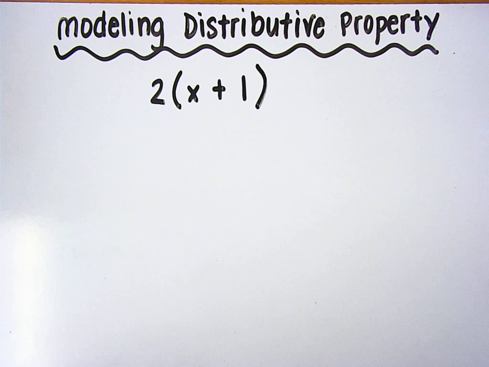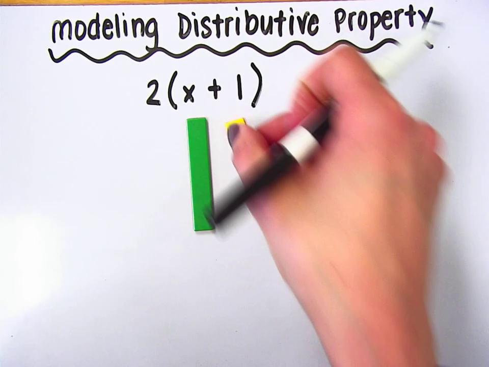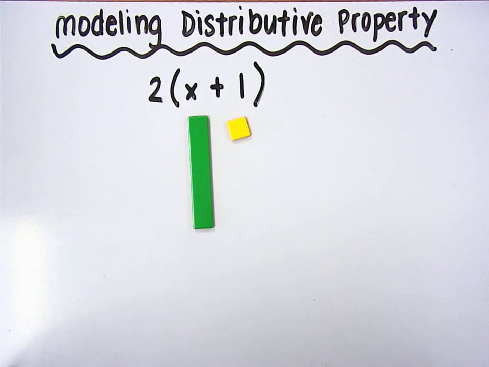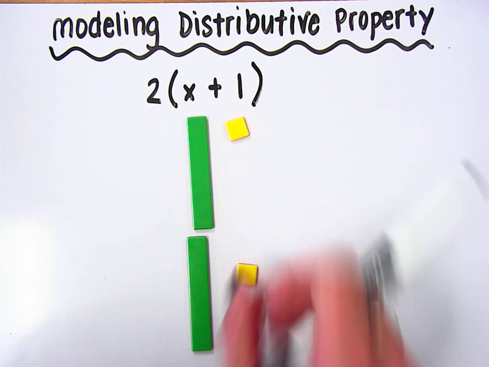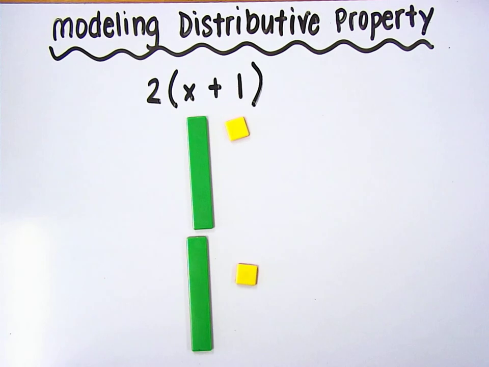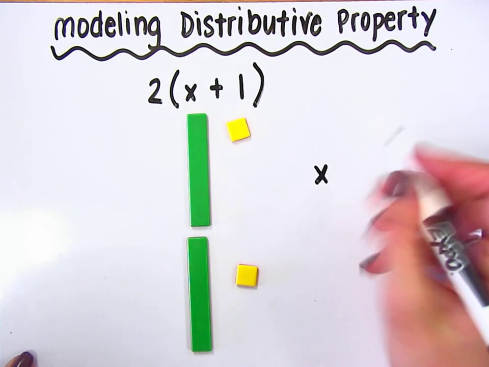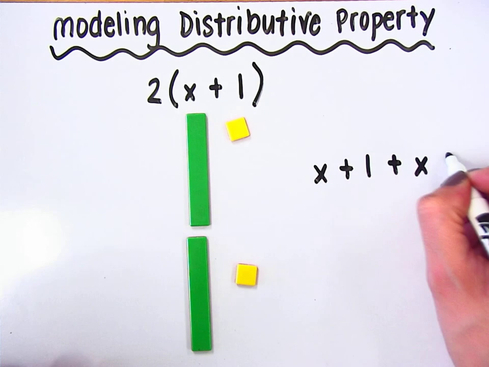Order of operations indicates that we need to do whatever's inside the parentheses first. So I'm going to model x plus 1 using the algebra tiles. And since I know that I'm going to do this 2 times, I'm going to add another x plus 1. In terms of repeated addition, what I just did was I took x plus 1 and added another x plus 1.